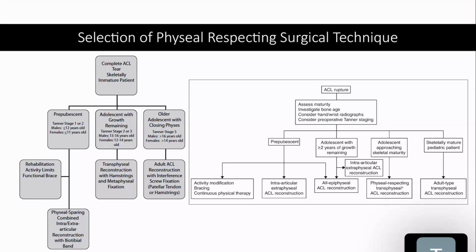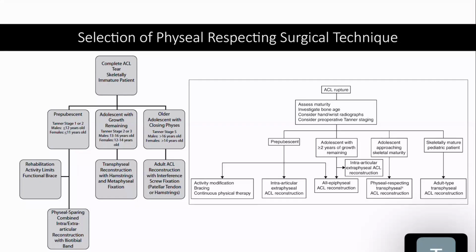And so for children with little growth remaining, Tanner stages 3 or greater, skeletal age 12 years or older in females and 13 years or older in males, one could consider a physeal respecting technique. So placing tunnels in a more vertical position to try to decrease the physeal volume affected, using smaller tunnel sizes, using a soft tissue autograft, and avoiding transphyseal fixation implants such as interference screws, and also no bone blocks.